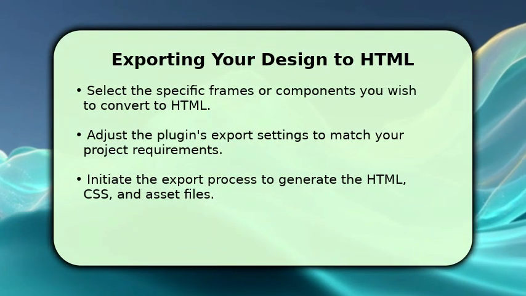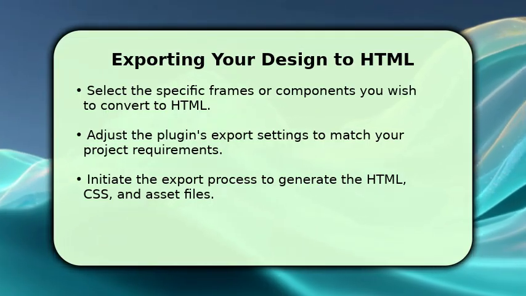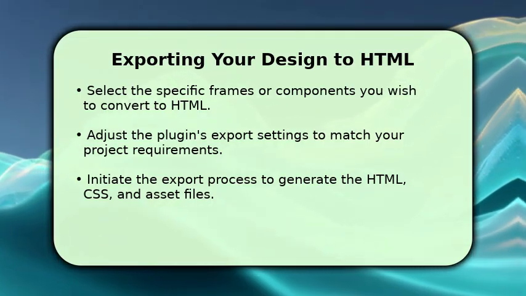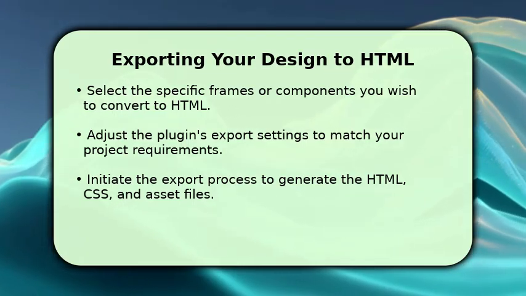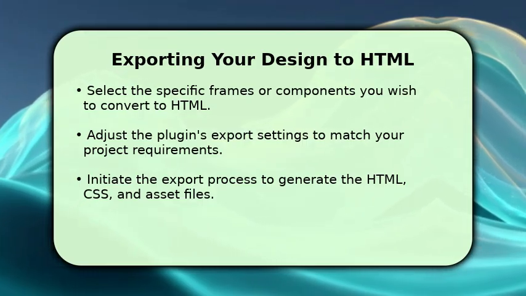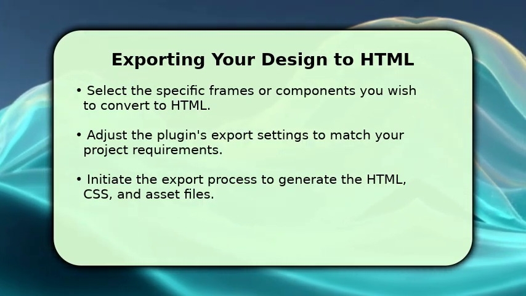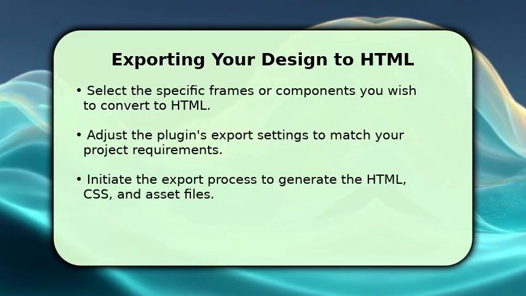Once your design is prepared, it's time to export. Select the specific frames or components you want to convert into HTML. Open your chosen Figma to HTML plugin and review its export settings. You might find options for including images, optimizing CSS, or choosing a framework. Configure these settings to best suit your project's needs.